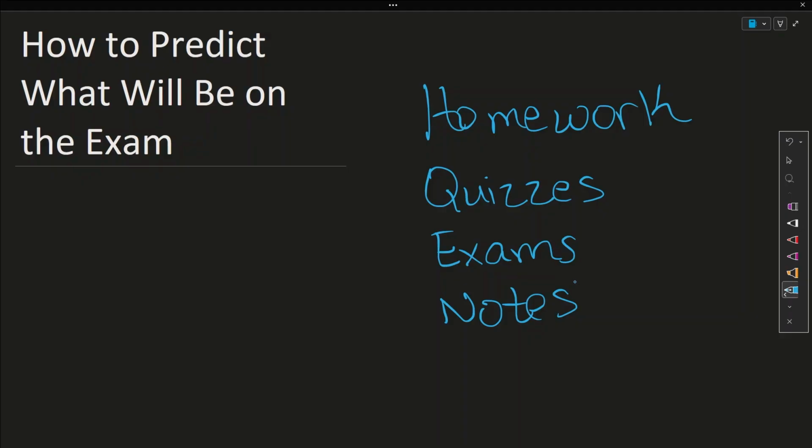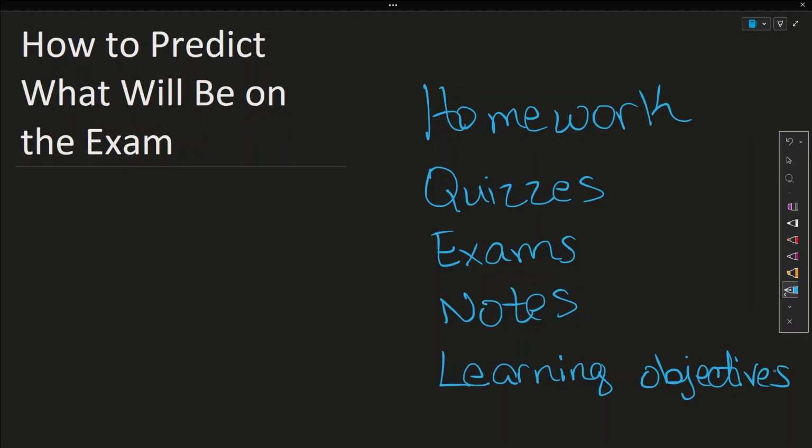Also, notice which examples took the most time in class. A topic that required several examples, multiple representations, or a detailed discussion may be an important part of the course. In an online class, the same clues may appear in lesson videos, module instructions, discussion posts, or instructor announcements. Pay attention to repeated ideas. If a skill appears in a video, a homework assignment, a quiz, and a review sheet, it is probably important. Repetition is one of the strongest clues you can find.